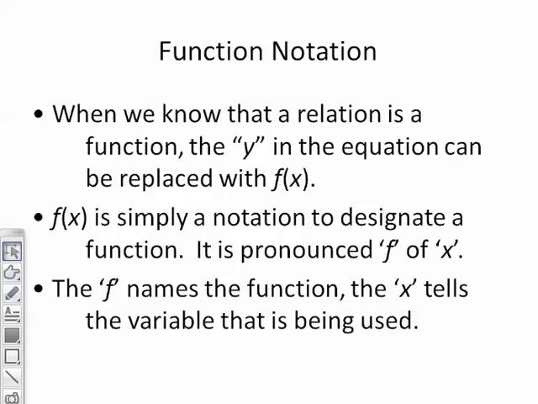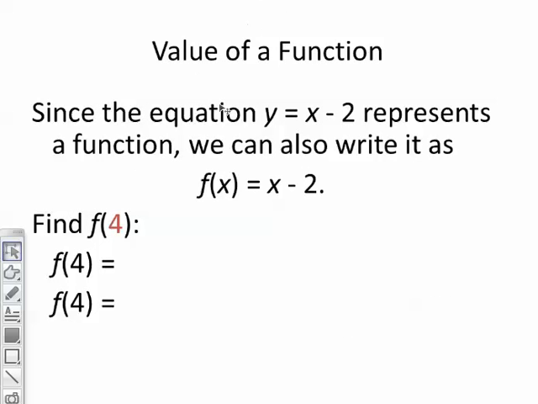Solved a couple of problems. One, we know it's a function, don't have to go into that anymore. And two, it tells us what variable we're looking for in that equation. Okay? So here we go. If I give you the fact that y equals x minus 2, we can also write that as f of x equals x minus 2. Means the same thing, okay? This and this mean the same thing. Replace the y with f of x. Notice how it says f of x.